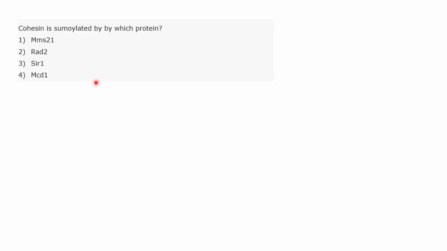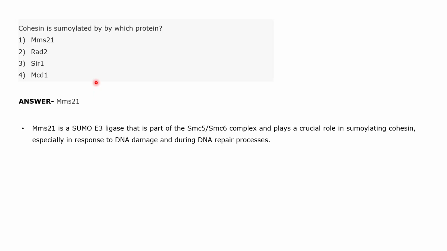Okay, so I think I will just give you the answer. The answer to this question is 21. Basically, it's a SUMO E3 ligase that is a part of the SMC5/6 motor protein complex. It is also an SMC complex, right? Which is involved in DNA repair and recombination processes and everything.